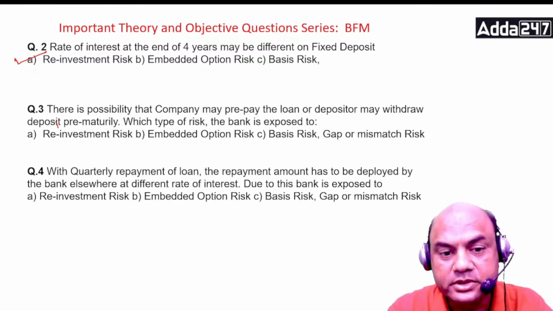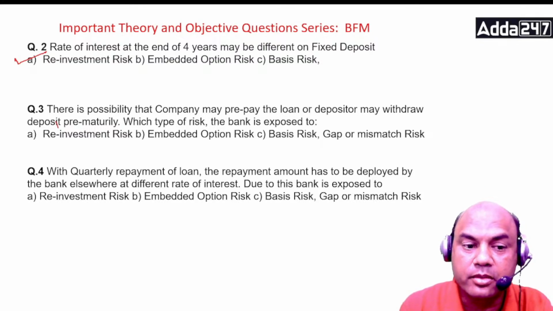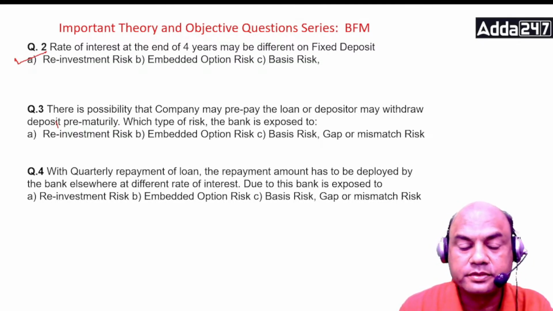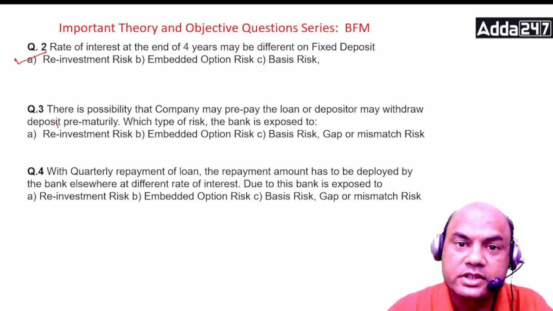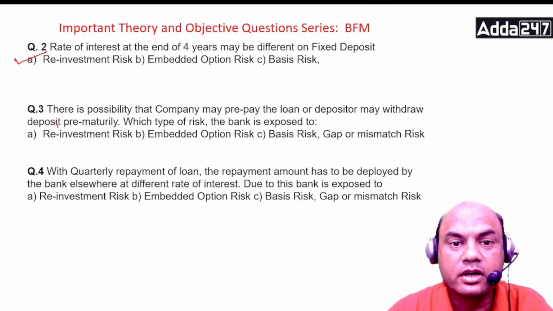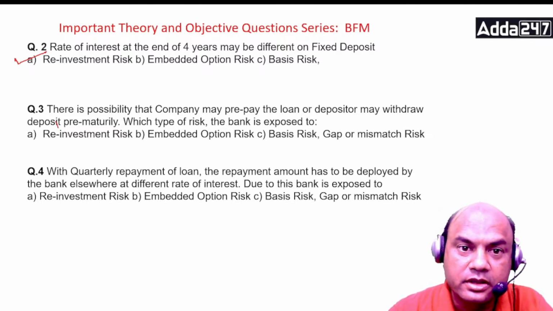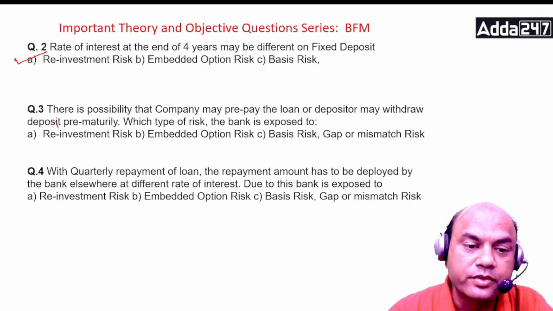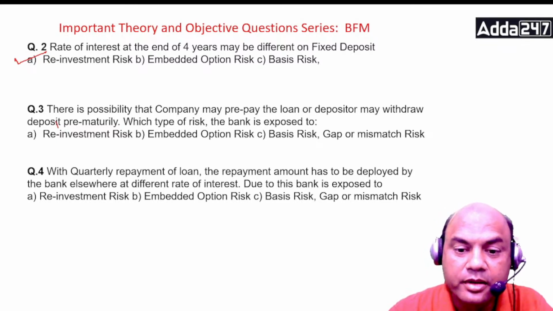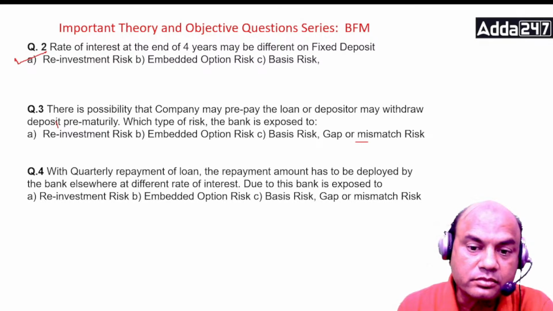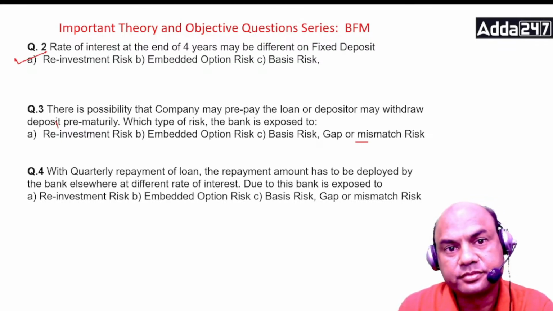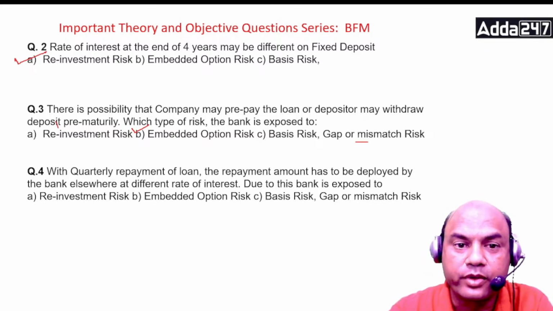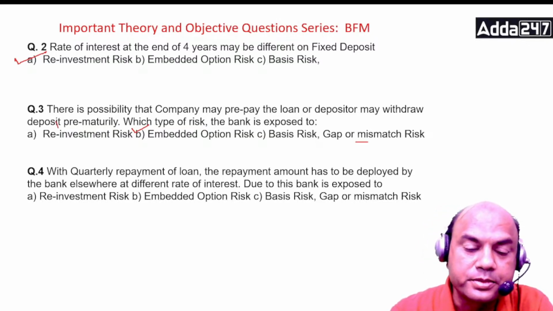Okay. There's a possibility that the company may prepay the loan or the depositor may withdraw the deposit prematurely. Which type of risk is the bank exposed to? Prepay the loan. Now this risk is always there in all the loans and deposits. Tomorrow the depositor can come to you and give back your deposit and take the money back, or close the loan by paying the full loan amount. So this type of risk is known as which risk? Reinvestment, embedded option, basis risk, or gap or mismatch risk. Which type of risk is this called? It is embedded option. Whenever there is the risk of pre-closure of any FD or any loan, that risk is known as embedded option risk.